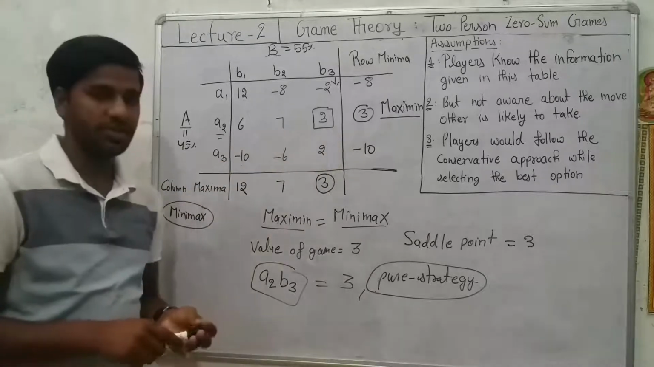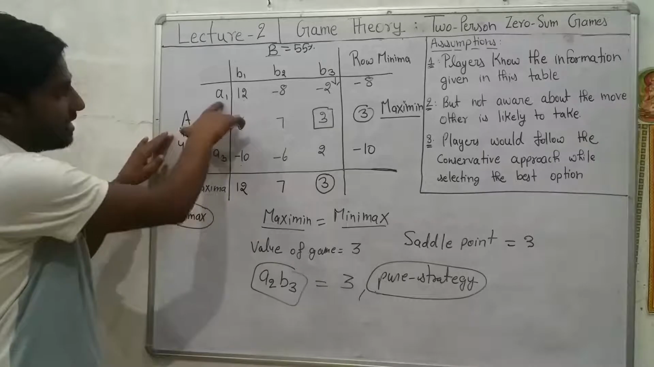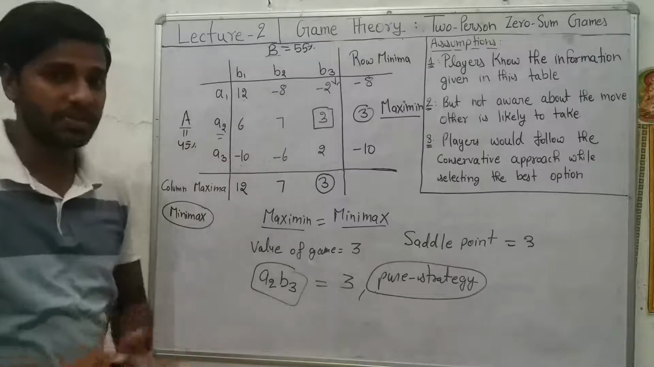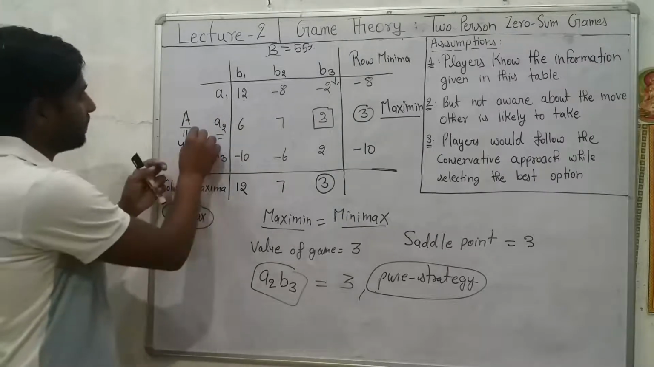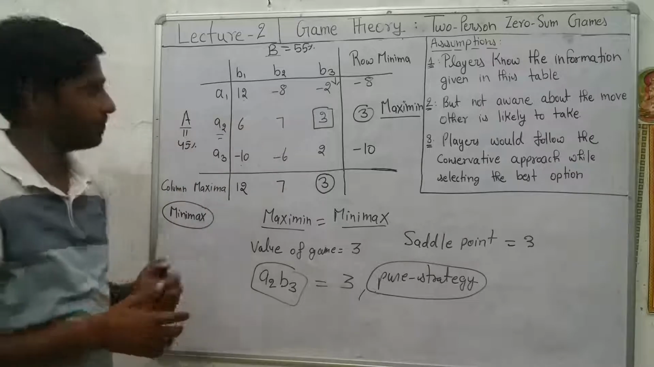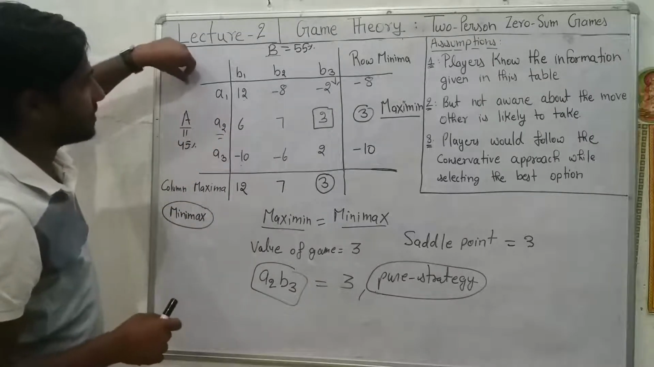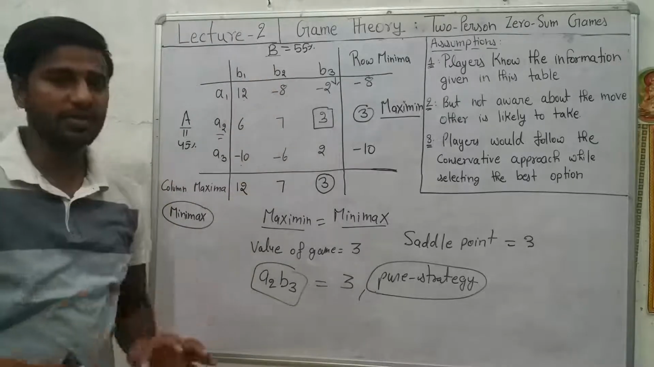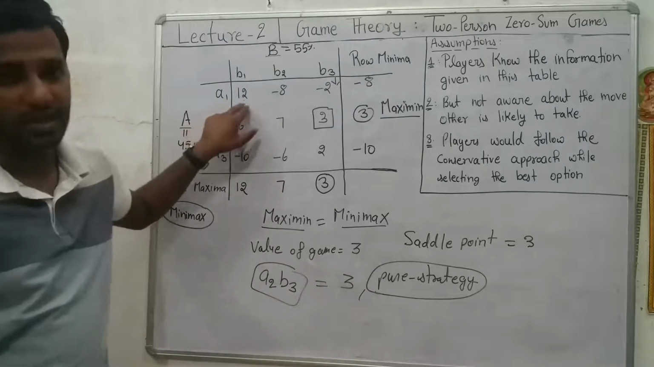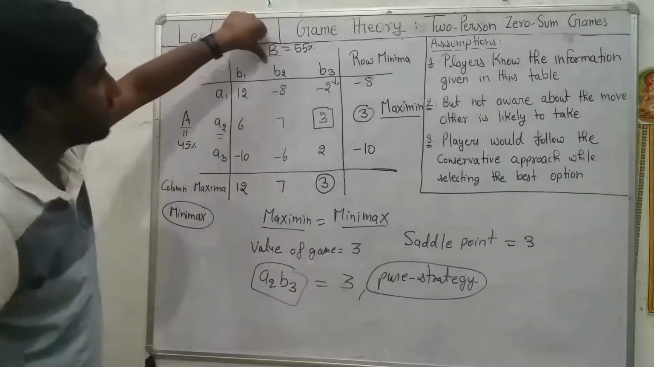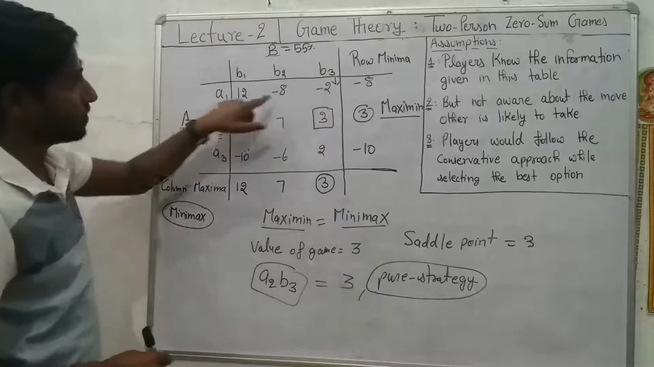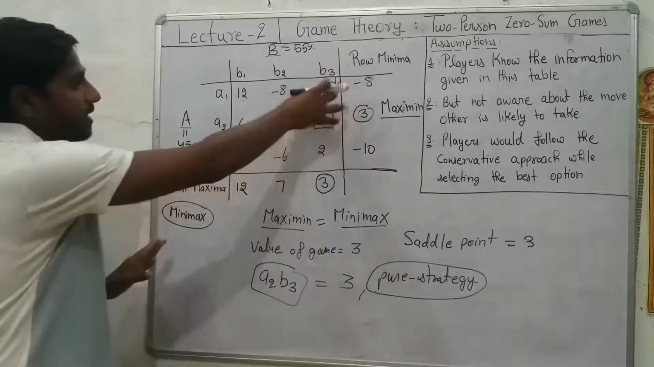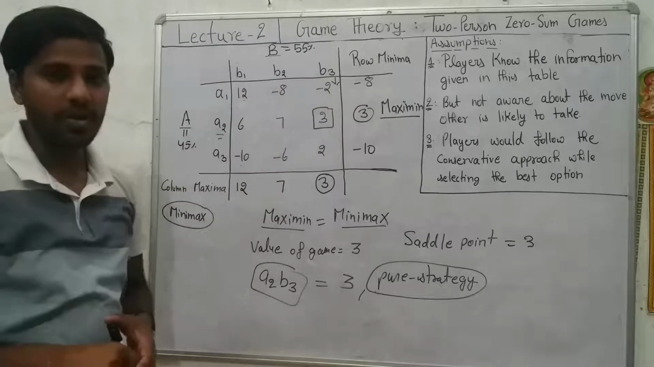So you can put some questions here. Why has A not selected strategy A1? Because in the first situation A is gaining 12% of market share. Now remember, suppose A has selected strategy A1, then A doesn't know which strategy B is going to adopt. If B is adopting B1, then everything is fine. A would gain 12% of market share. But what if B adopted B2? Then A would lose 8% of market share. Similarly, if B adopted B3, then A would lose again 2% of market share.